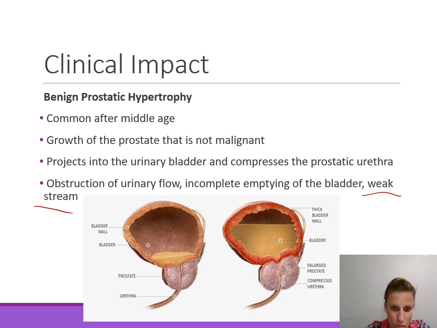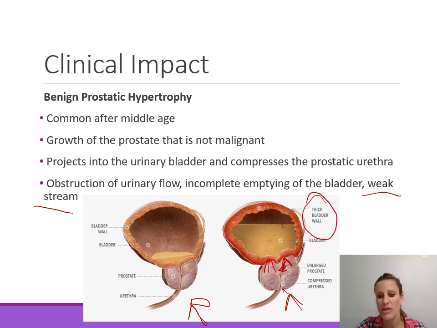Here, this is a normal, healthy prostate. Okay, and then over here, you can see benign prostatic hypertrophy. The prostate is overgrowing. You can see it's starting to compress or grow up into the bladder, and it has absolutely compressed the urethra. So it's difficult to release urine from the urethra. As a result, there's always urine in the bladder. It's difficult to empty all the way.